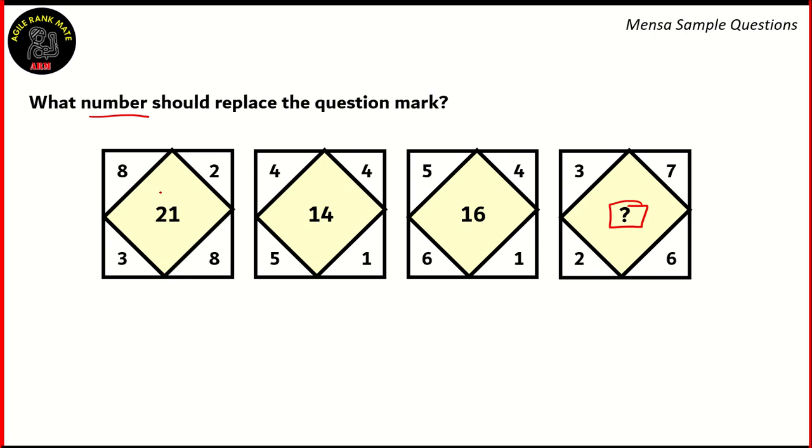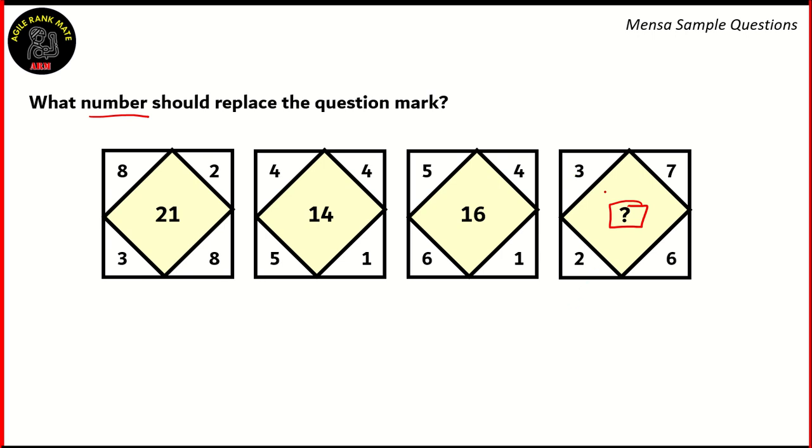Now, inside the tilted square, you have a number, 21. And on top of the inner square's sides, facing outward, you would have 4 numbers. For instance, 8, 2, 8, and 3. Similarly, for the second figure, you have 14, 4, 4, 1, and 5, respectively. For the third figure, it's 16, 5, 4, 1, and 6. In the last figure, the number at the center is replaced with a question mark, and the outer numbers are given as 3, 7, 6, and 2.